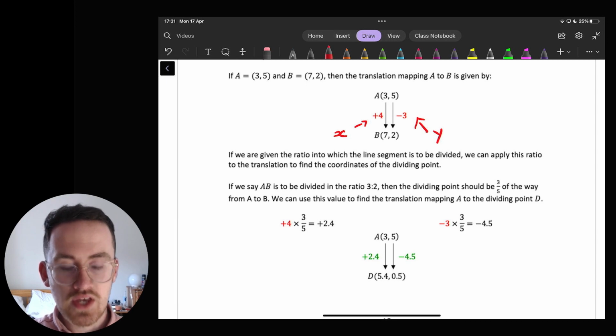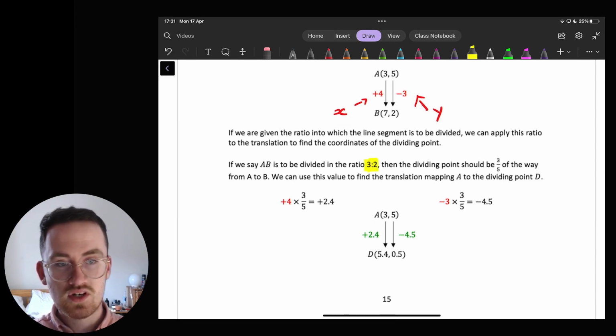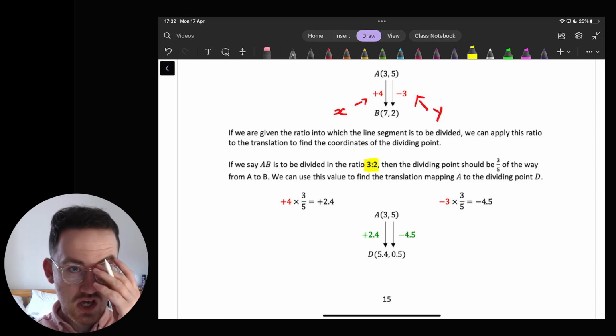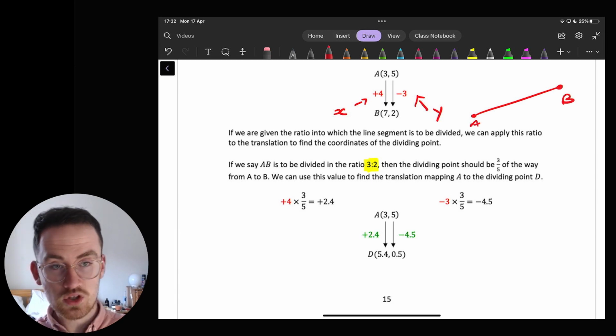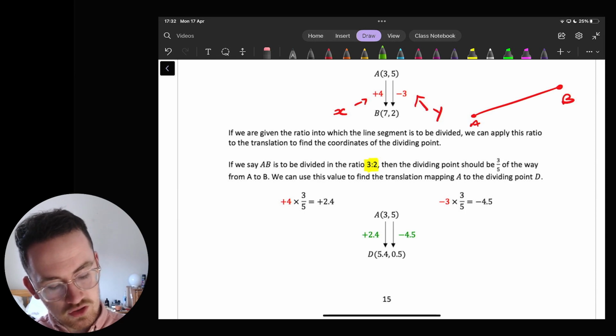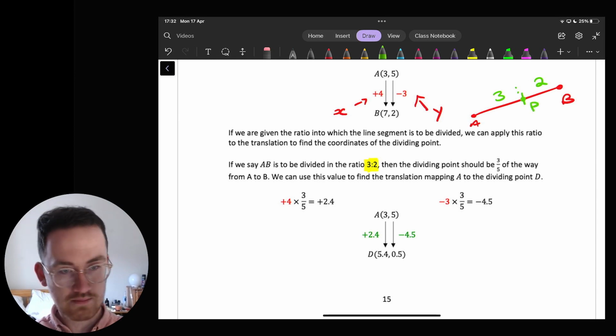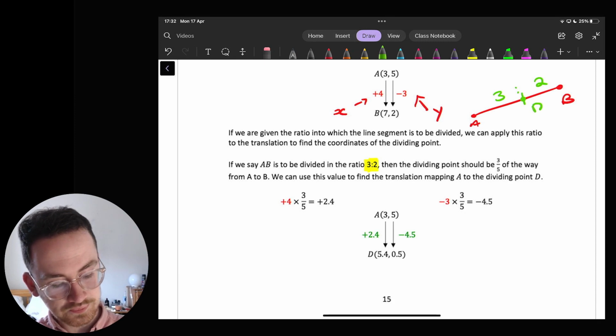and then find the coordinates of the dividing point. Say, for example, we're looking at that AB again, and it's going to be divided in the ratio 3 is to 2. We already know there is a line segment with A at one end and B at the other end, and we know the translation that maps A onto B. We want to divide that line segment into a 3 is to 2 ratio. We want to know what this point would be. We could call it P, or D actually is what I've called it here, so we'll stick with that.